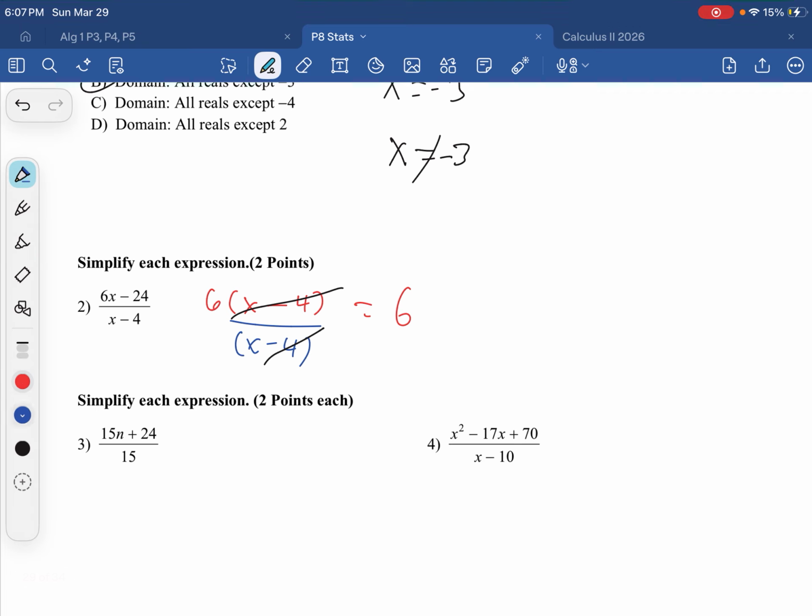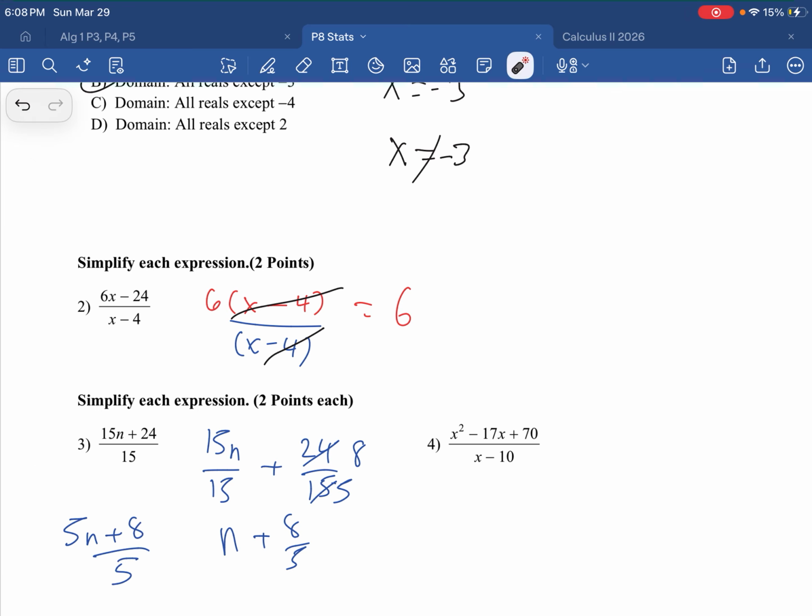In number 3, we wrote that if we had a monomial, I could break this like 15n over 15 plus 24 over 15. You could write this like n plus, and then divide 15 by 3 to make this 5: n plus 8 fifths. If you look, they'll factor out a 5 and write 5n plus 8 over 5. Either of these would be true, but when we're dividing a polynomial by a monomial and we're adding or subtracting, we can rewrite this as 15n over 15 and 24 over 15.